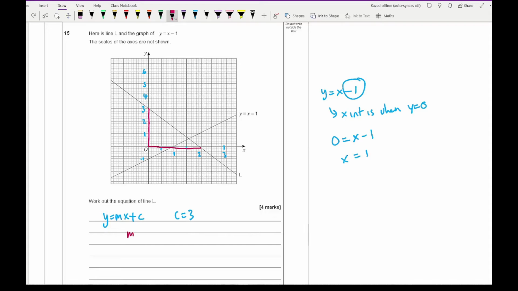So for m, it's going to be the distance up, which is 3, over the distance across, which is 2, and because the line's going down, it's going to be minus 3 over 2. So the equation of line L is going to be minus 3 over 2 x plus 3.